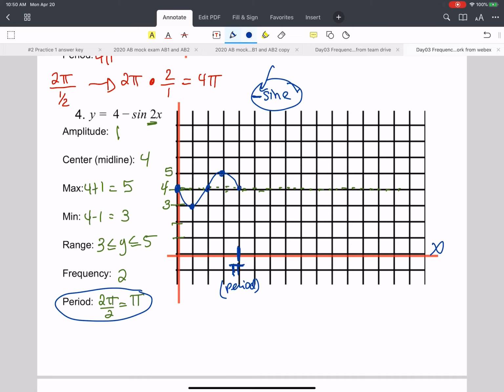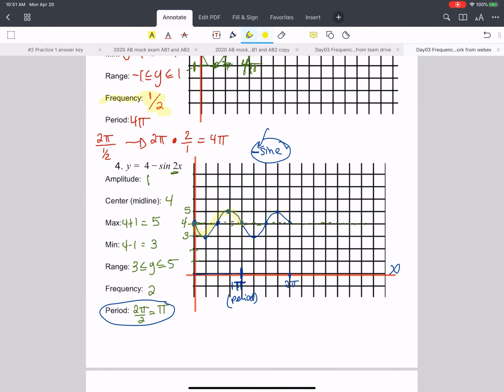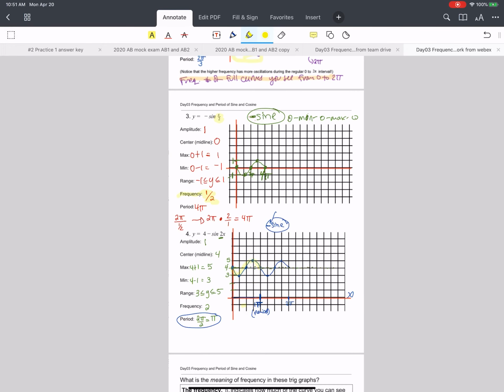Now, if they say, hey, graph one full cycle, you are done. I wasn't very specific about it, but if they say, hey, graph it all the way to 2 pi, you will be like, well, that's 1 pi, right? 2 pi, if this is 4 boxes, I would just keep going. So I said O min O max O, and then if that's 1 pi, this is 2 pi, okay? I don't remember the specific instructions, so we were good with this, but it's good to know how that works. There's 2 full curves from 0 to 2 pi.